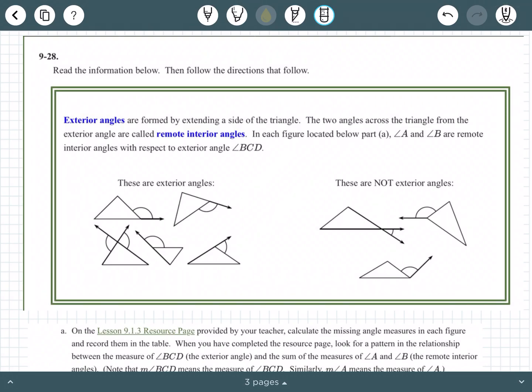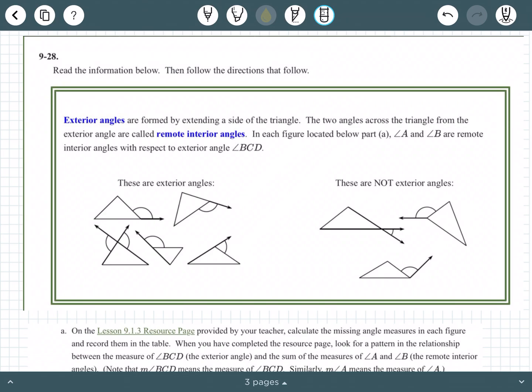Okay, problem 928. 928 is a little bit of a longer one. Do make sure that you follow all of the directions though. It says to read the information below, then follow the directions that follow. So let's go ahead and take a look inside of this green box.